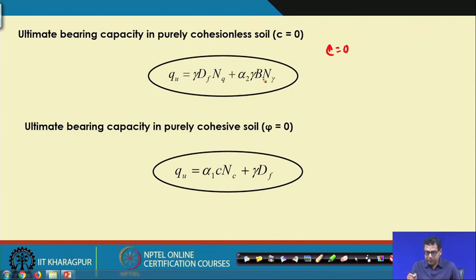And if your phi is equal to 0, then your Nq value is equal to 1 and N gamma value is equal to 0. Already from the chart you can see that. So, that is why the third term will vanish and there will be the first term and the second term, with Nq value equal to 1. So, now if it is purely cohesionless soil, then this is the simplified expression, and if it is a purely cohesive soil, then this is the expression.